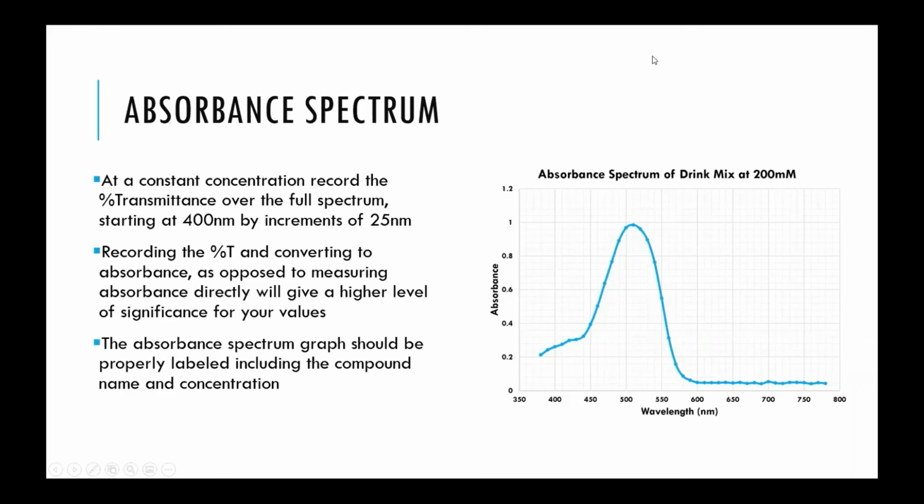So you've prepared the 5 different dilutions of that initial stock solution. And what you're going to be doing first is obtaining an absorbance spectrum. And an absorbance spectrum, as I said, is a graph of absorbance on the y-axis versus wavelength on the x-axis. So you're going to choose either your solution number 1, 2, or 3 and calibrate the instrument at 400 nanometers and then measure the percent transmittance of the sample that you choose.